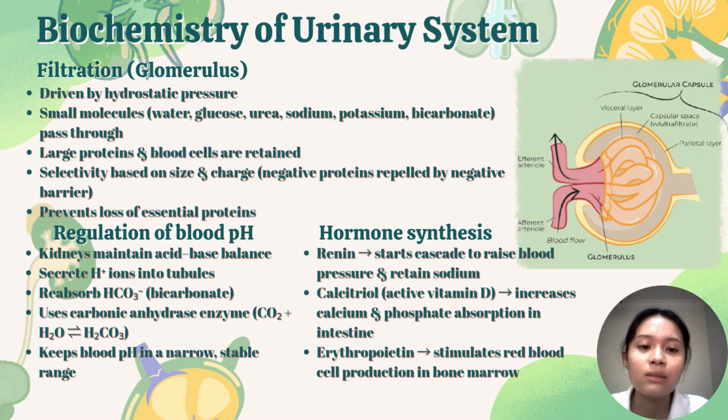This selectivity is based on both size and charge, where negatively charged proteins are repelled by the negatively charged filtration barrier, which helps to prevent the loss of essential proteins. The structure of the glomerular capsule itself supports this process, with its visceral and parietal layers creating a space for the ultrafiltrate to collect before moving through the nephron.